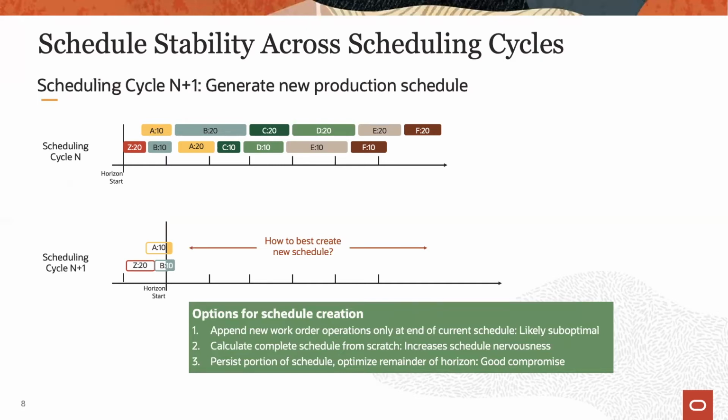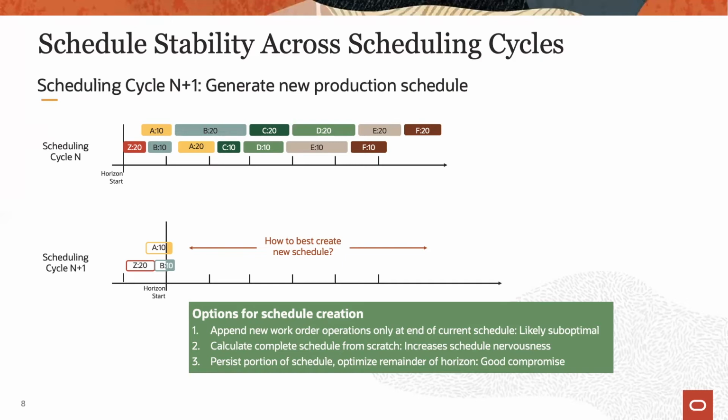Now let's look at the next scheduling cycle N+1. Clearly, the work order operations that are currently being worked on should be completed. But after these operations are done, the question is, what should be worked on next? And this leads to the question of how to create a new schedule. One approach is to simply keep the old schedule and add new work orders to the end. This, though, may not be wise, since any new hotter work orders would never be inserted in an earlier position.